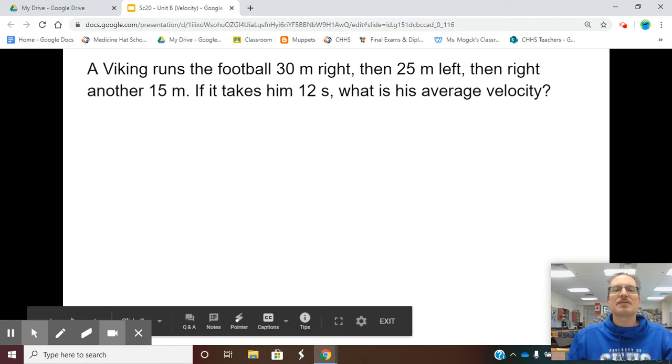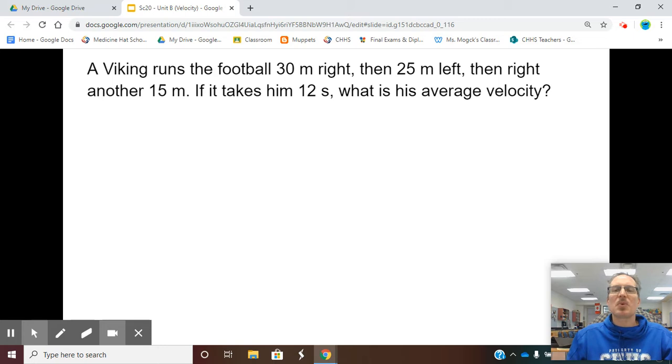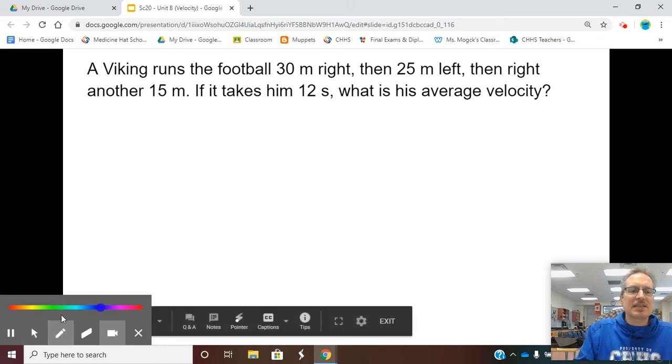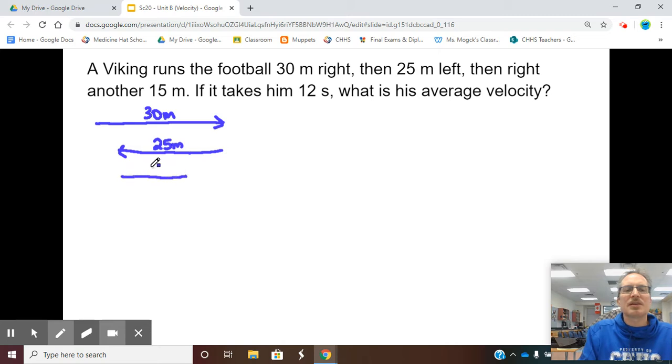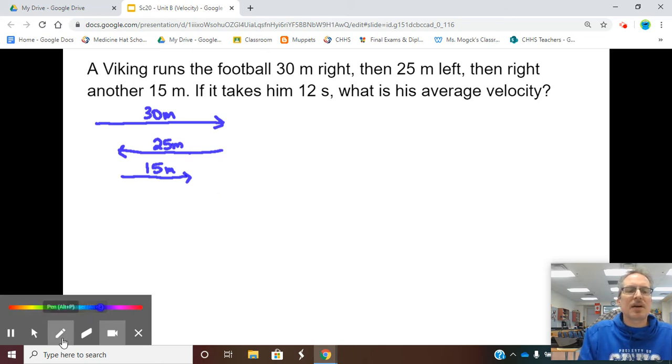A Viking runs the football 30 meters right, then 25 meters left, then right another 15 meters. If it takes him 12 seconds, what is his average velocity? So in this question, I think always the easiest thing to do in all these questions is to draw a quick little sketch. So going to go to the right, 30 meters. We're then going to go to the left, 25 meters. We're then going to go to the right 15 meters.